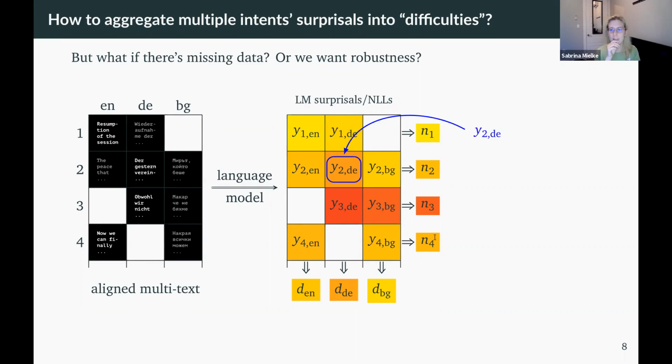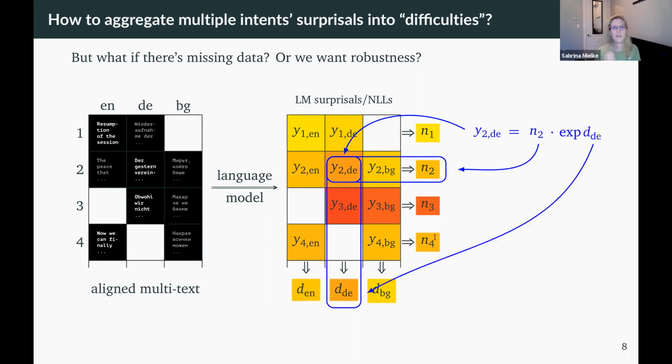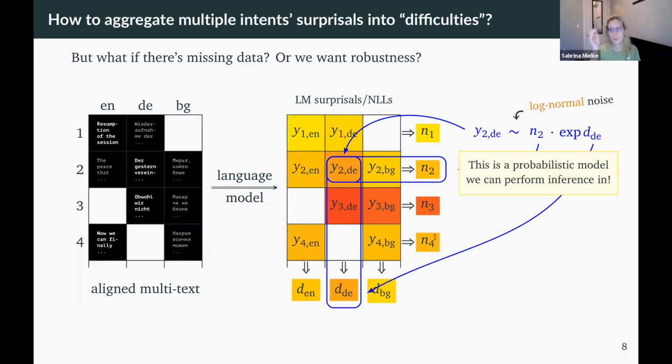And so our idea, our model, is that the surprisal we observe, the information content we observe, must be a product of the inherent difficulty of a sentence, the inherent length of the sentence so to speak, and the difficulty of the language. So this is a probabilistic model. We put some log normal noise on it, but whatever your favorite distribution is that you want to do inference in. And that allows us to not only get one best estimates, but also do some sort of uncertainty stuff.